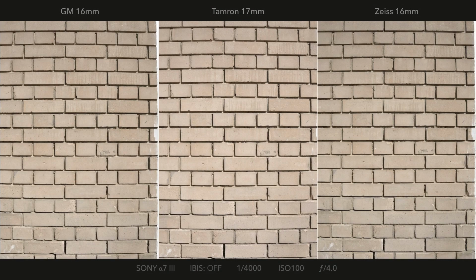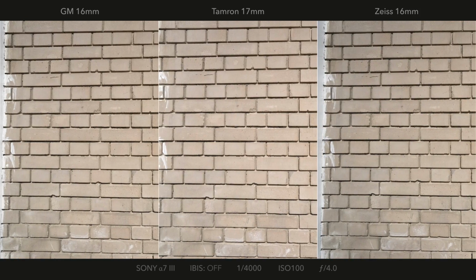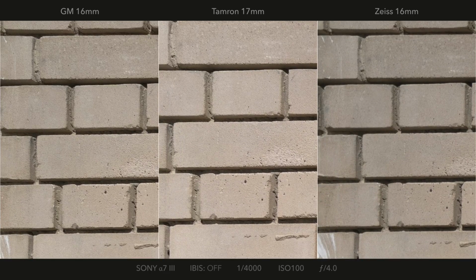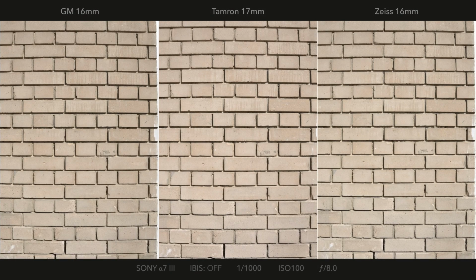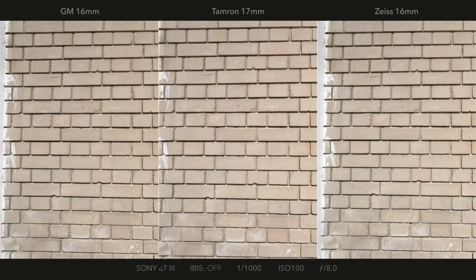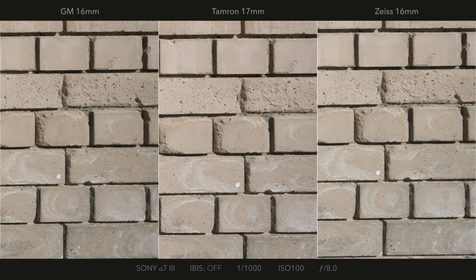At f4, Tamron is sharper than the G Master and Zeiss in the center. On the sides and corners, Tamron is still slightly sharper than the G Master, while Zeiss is in third place. G Master and Zeiss do a better performance at f5.6 and f8, in the center, sides, and corners. Eventually, Tamron still has the best sharpness at the widest aperture. Tamron did a fantastic job here.